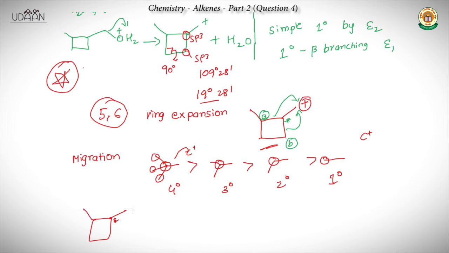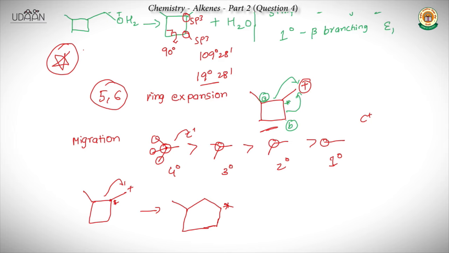So let's mark this. What you will get is a pentane ring, which is stable because it's 5-membered. Each of the individual angles now becomes less strained. You can find it by using your mathematics. Now you have a positive charge on this carbon atom.